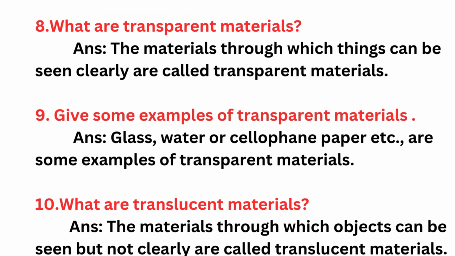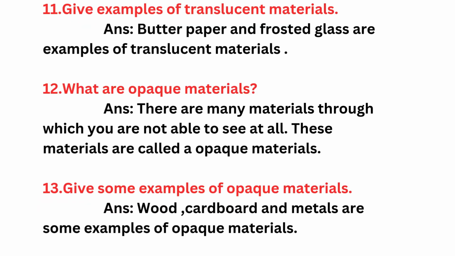Question number 8, what are transparent materials? Answer: the materials through which things can be seen clearly are called transparent materials. Question number 9, give some examples of transparent materials. Glass, water or cellophane paper, etc. are some examples of transparent materials. What are translucent materials? The materials through which objects can be seen but not clearly are called translucent materials. Question number 11, give some examples of translucent materials. Answer: butter paper and frosted glass are examples of translucent materials.